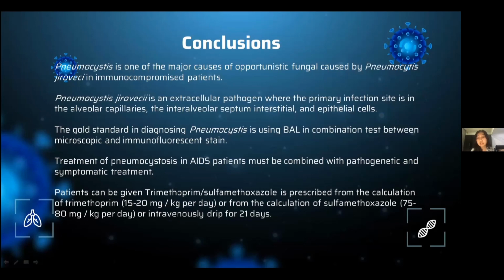The gold standard in diagnosing pneumocystis is using BAL in combination with microscopic and immunofluorescent staining. Treatment of this disease in each patient must be combined with pathogenetic and symptomatic treatment and also antiretroviral therapy. A drug that can be prescribed for patients is trimethoprim or sulfamethoxazole. Non-HIV pneumocystis pneumonia sufferers have a poor developmental tendency and have higher rates of death than those with HIV.